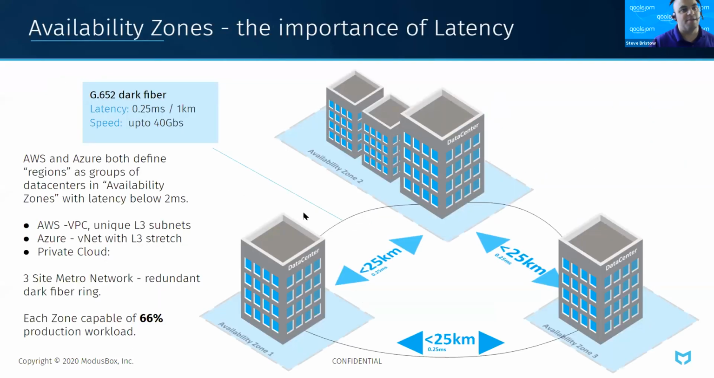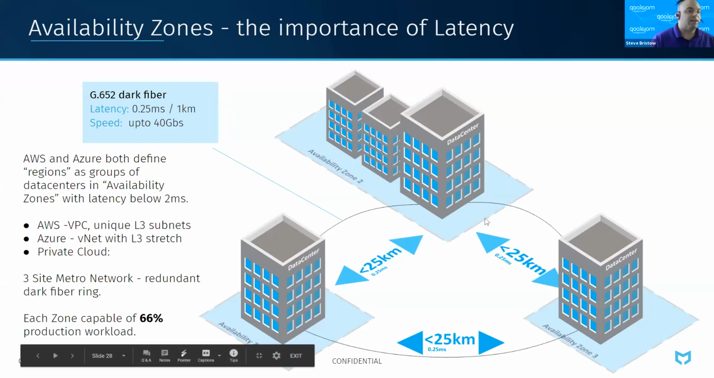Availability zones are very popular in public cloud and are of significant importance to the operation of the switch. AWS and Azure both define regions as groups of availability zones with latency between those availability zones less than 2 milliseconds. This is much harder on premises, which is what I've shown, where you need to ensure that you've got something incredibly fast and low latency like dark fiber between each of those entities, each of those data centers.